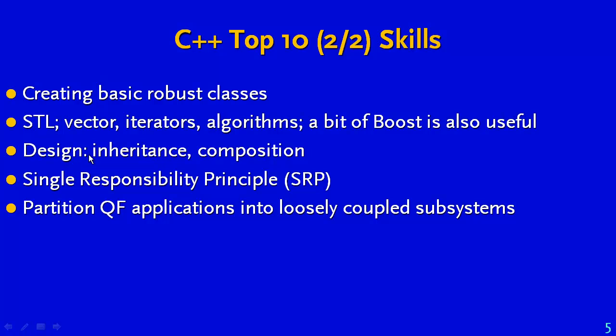Design. You've got to know what inheritance is and be able to apply it, and to know when not to use inheritance, because inheritance can be bad. And we've got composition, it's aggregation. So you build up objects from smaller objects. A very important principle is the following. It's called the SRP. It's the single responsibility principle.